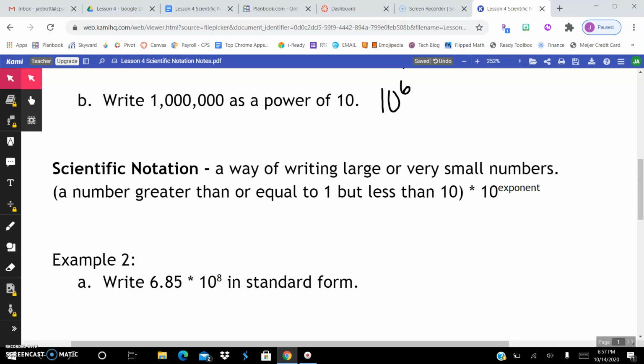All right, scientific notation is a way of writing very large or very small numbers.